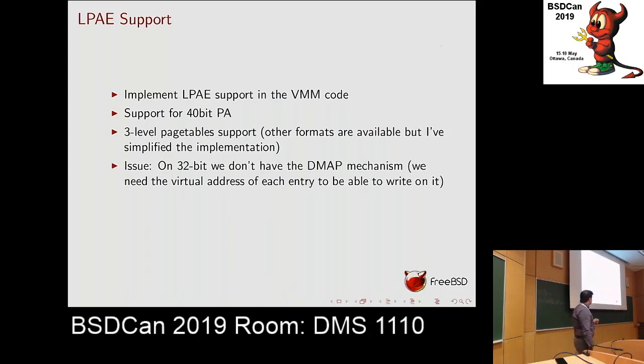An issue here when tracking page tables is that on 32 bits we don't have the DMAP mechanism, the direct map. What is the DMAP mechanism? Basically, you are able to find the virtual address starting from the physical address. So think of the following case. We are building a page table structure for translation, and we have three levels of page tables.